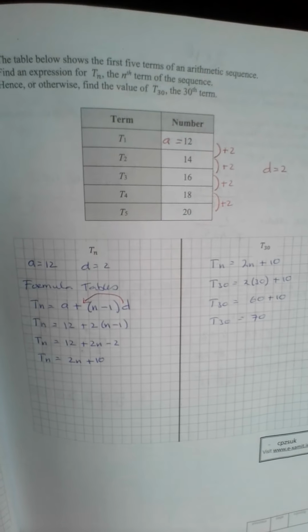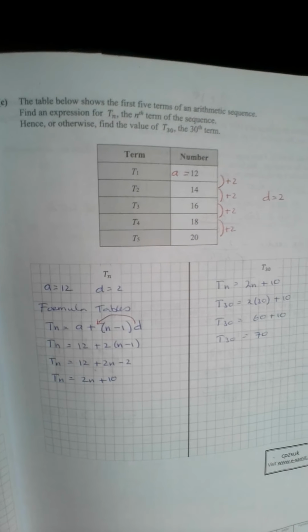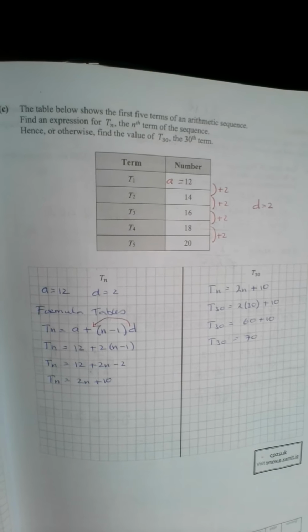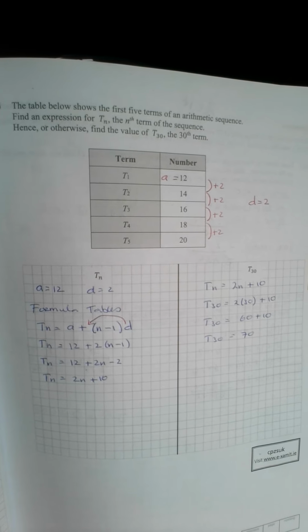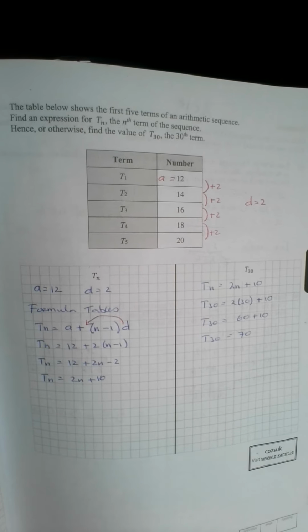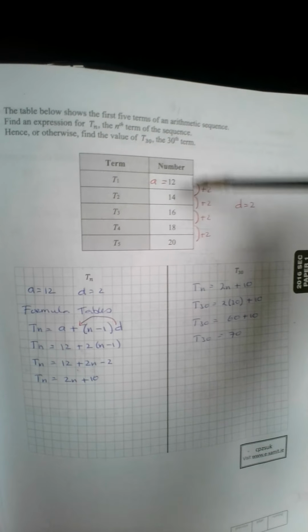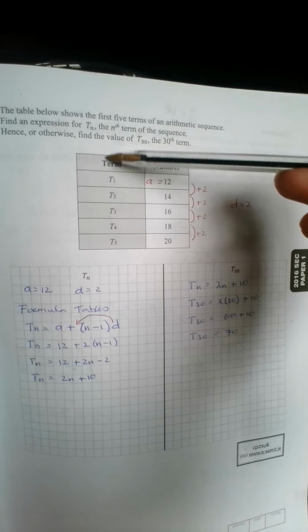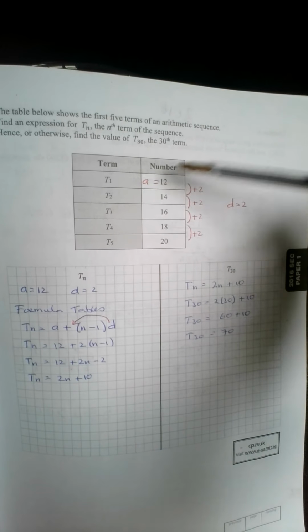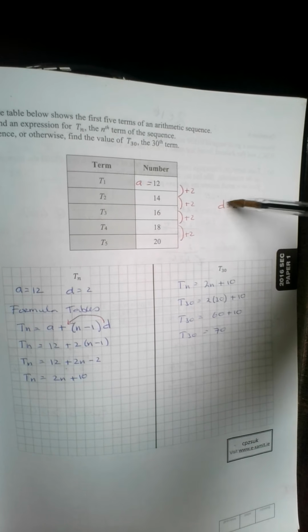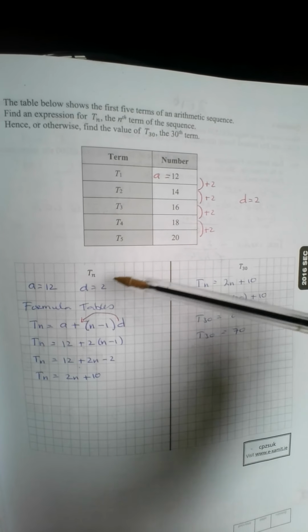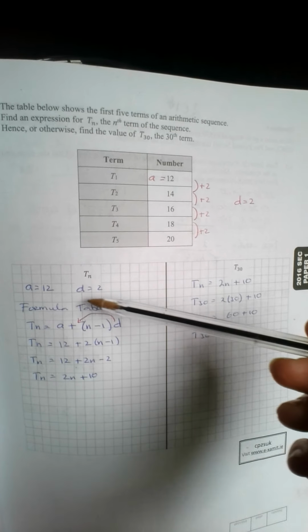Moving on to part C. The table below shows the first 5 terms of an arithmetic sequence. Find an expression for Tn, the nth term of the sequence, hence or otherwise find the value of T30, the 30th term. So this is a different set of numbers. We've got T1 all the way down to T5. I know a is equal to 12, and I work out my common difference here, and I see it is 2. So we have to find Tn. a is 12, d is 2.